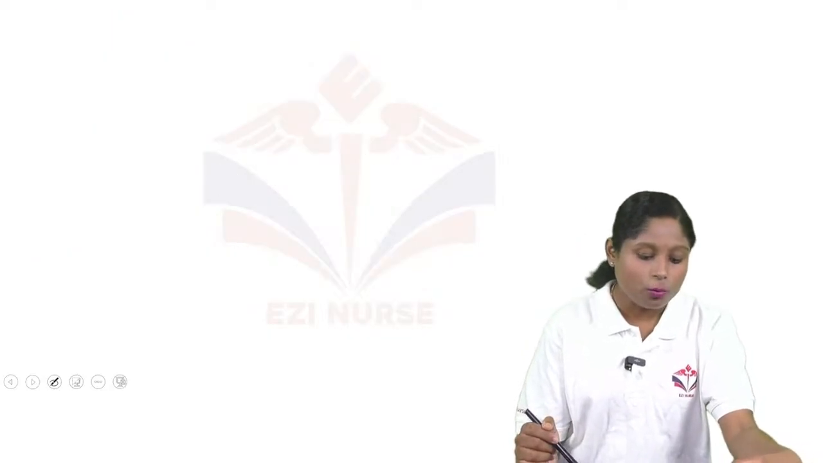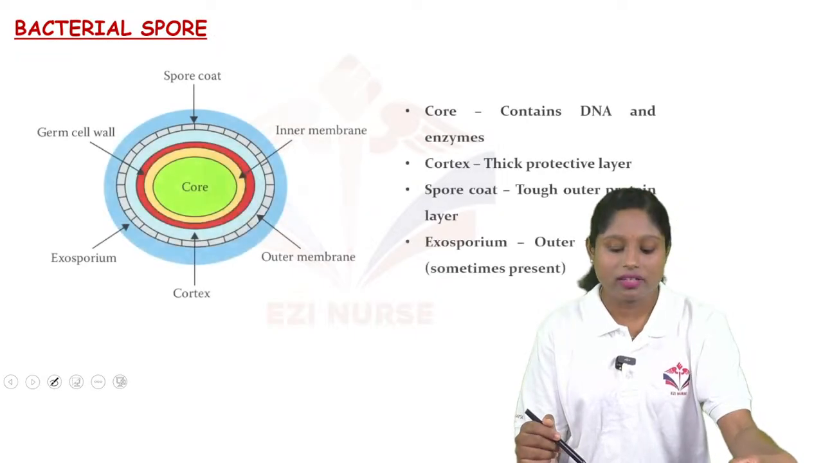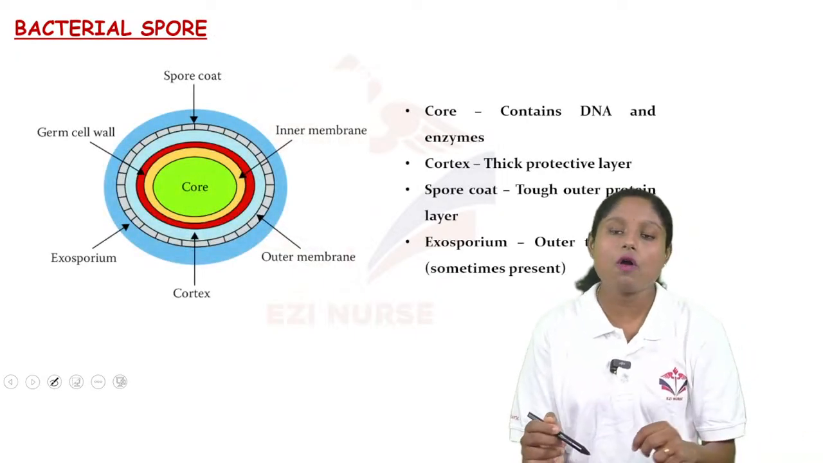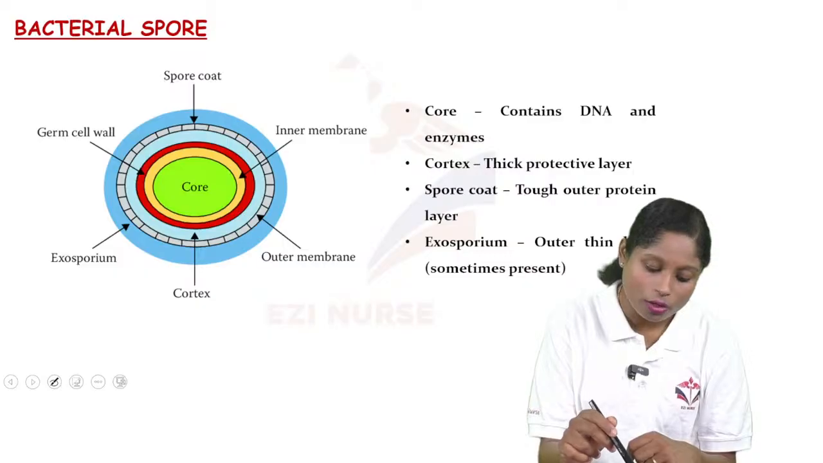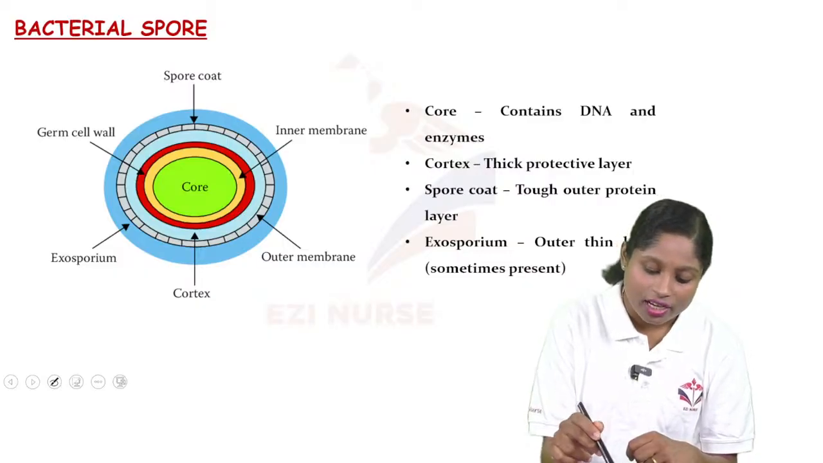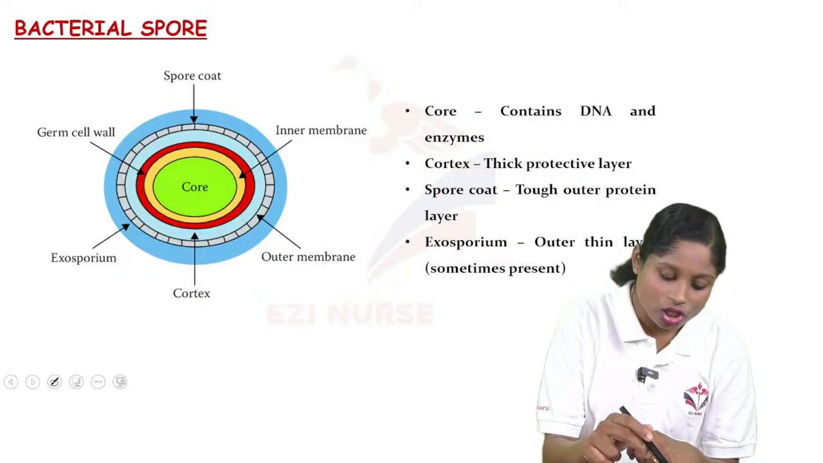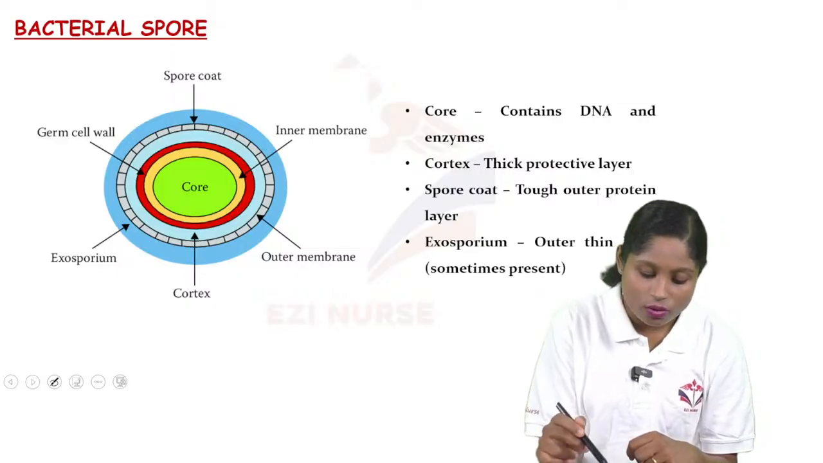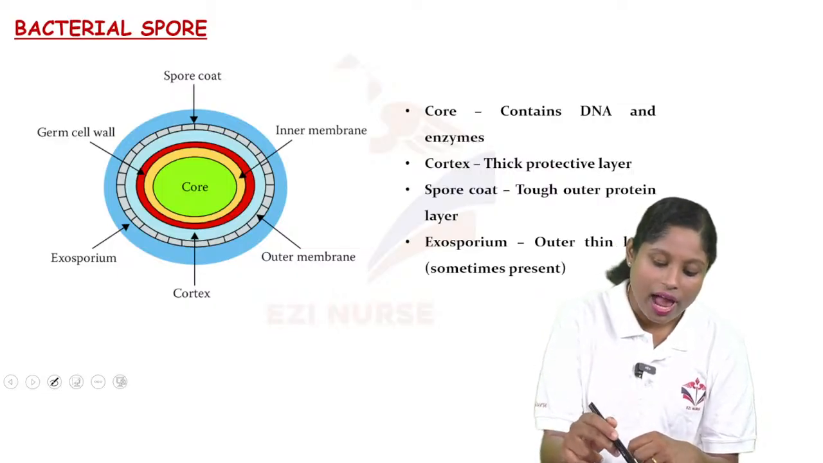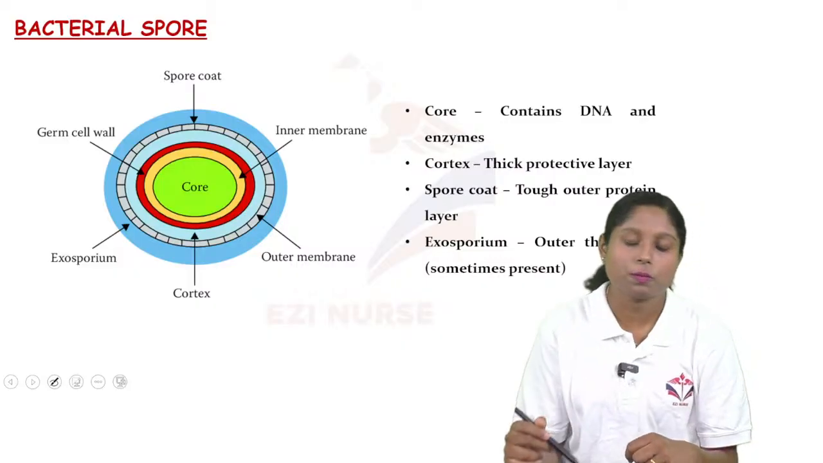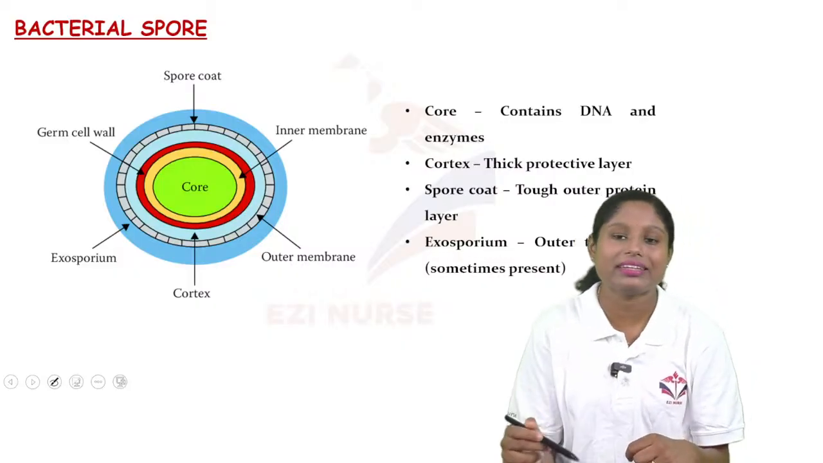So next we are moving to the next question, that is the bacterial spore. This is the structure of a bacterial spore. There is a core, and after that the inner membrane, germ cell wall, cortex, outer membrane, a spore coat, and the exosporium. So this is the structure of a bacterial spore.